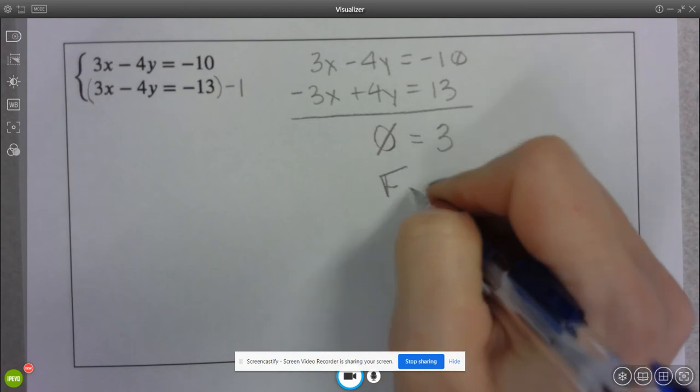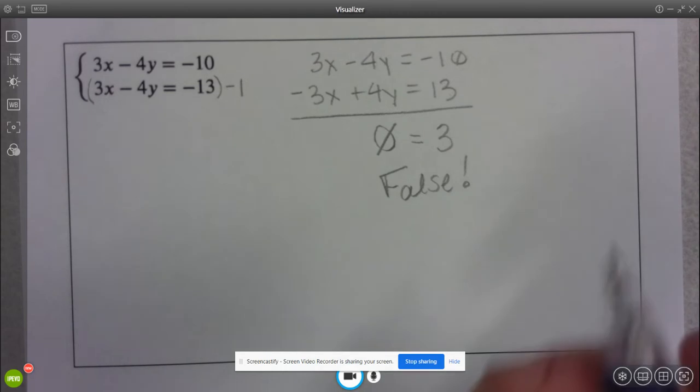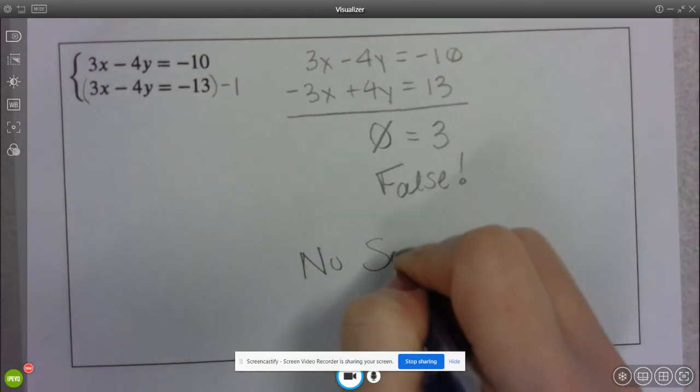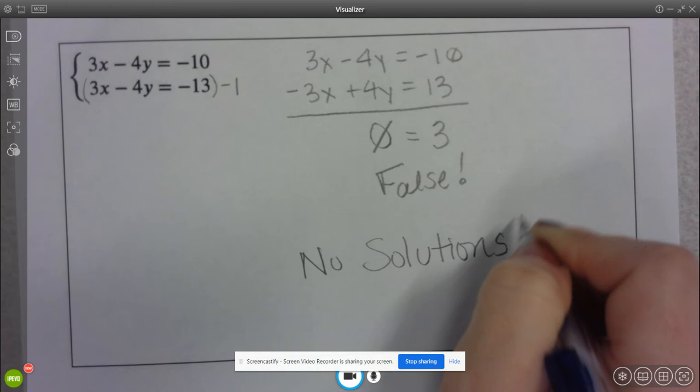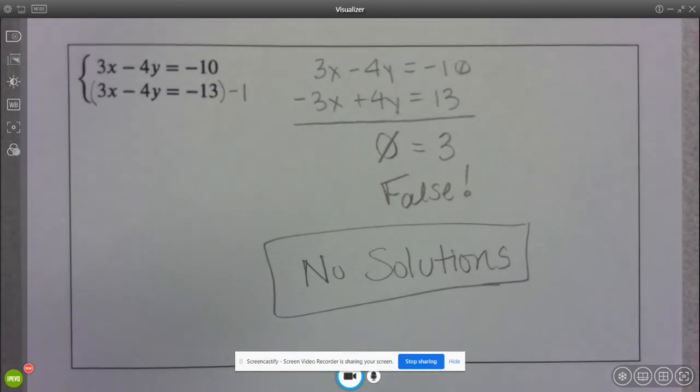Well, that's false. Since that is a false statement, that means there is no solution. There are no values of x and y that will make both of these equations true. So that means these two lines are parallel. They'll never intersect. We got no places that they're going to cross over. Let's check out this next one.